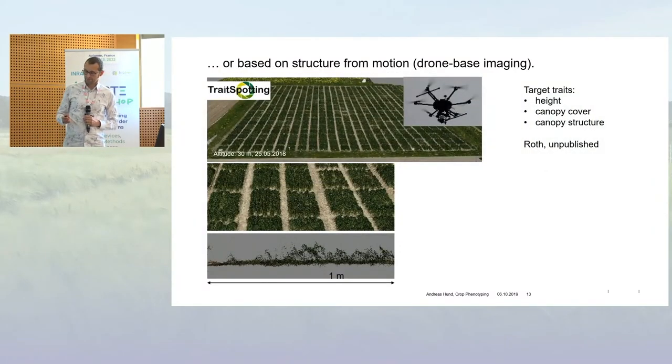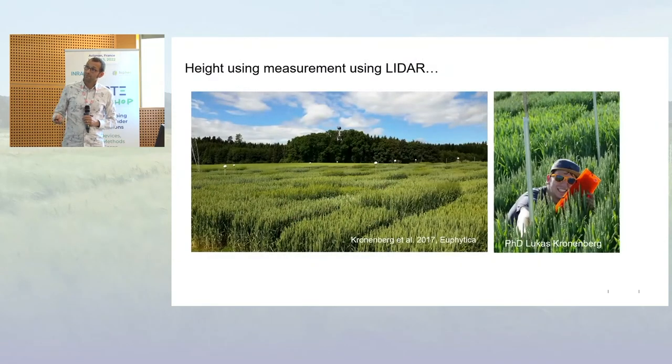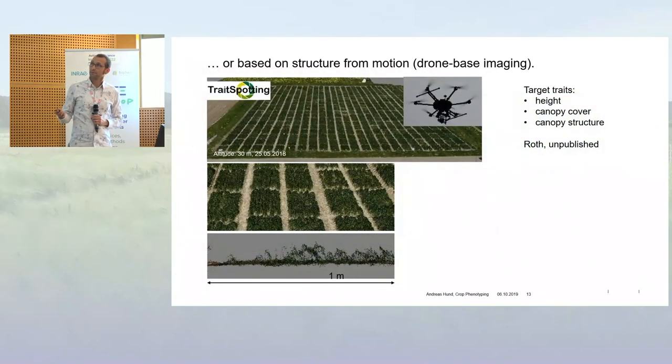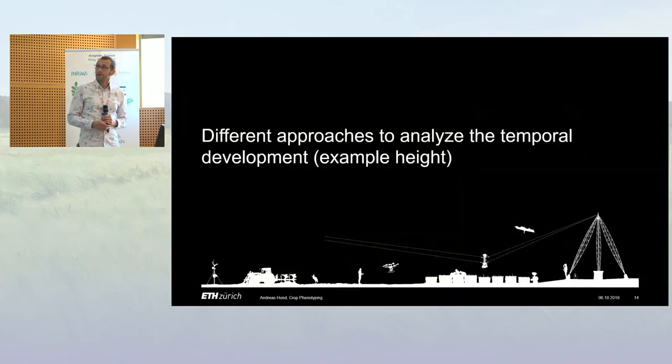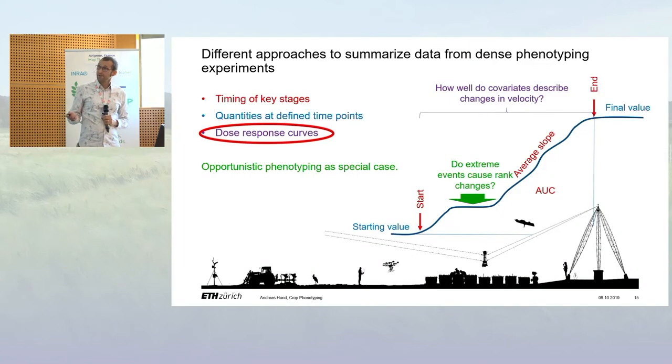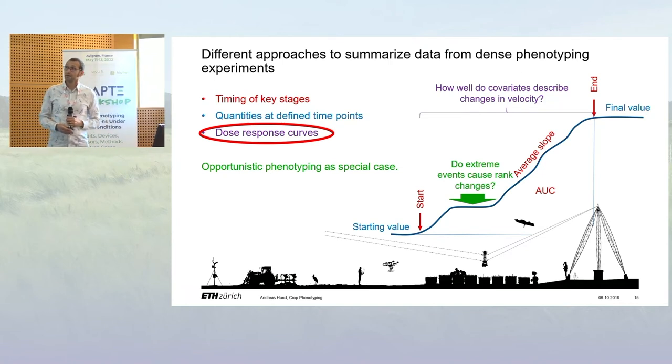Here we can use the height development by means of LiDAR. And you can use height development by means of structure from motion. And again, we have here a very dense development, or very dense flights. So we have many, many points. Now the question is, what are we making out of these many, many flights? And this is tying in now in trying to analyze what are the differences in the temporal dynamic of this plant height. So we are now actually here in these dose response curves. And we try to understand what actually is driving that.